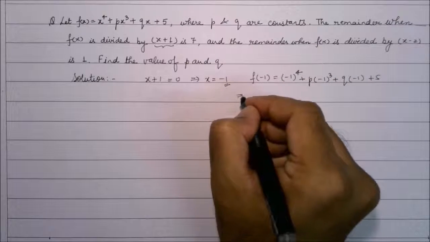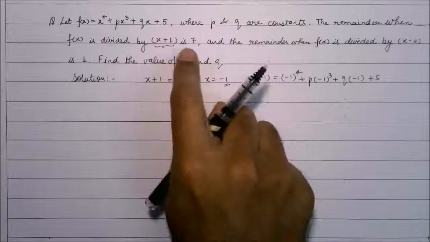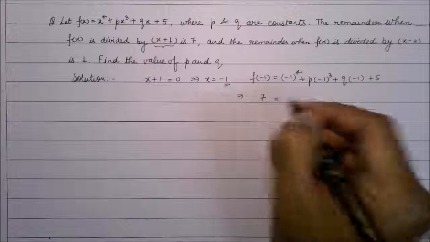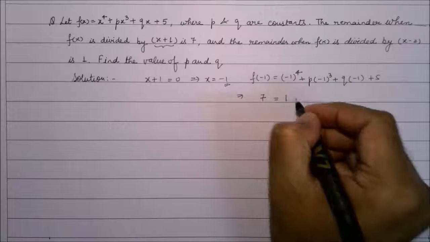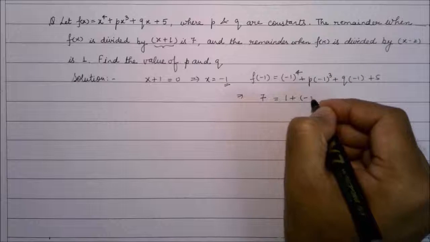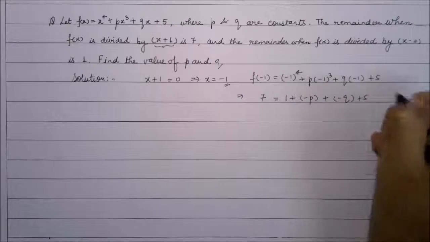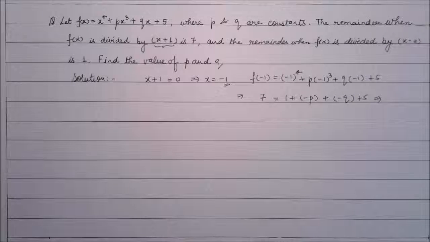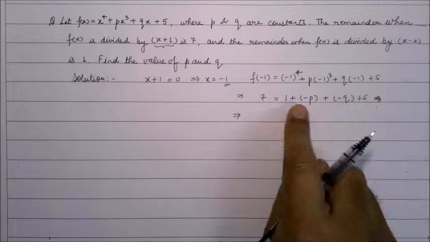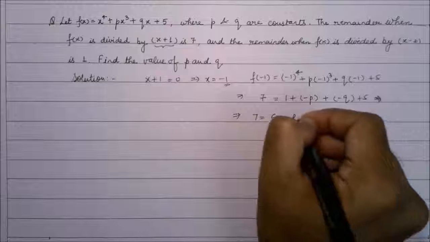Now, the value of f at minus 1 is 7. This is what the remainder theorem is. 7 equals, now minus 1 to the power 4 will give us 1, minus 1 to the power 3 will give minus 1, so this will become negative of p, then negative of q plus 5, which can be further simplified. So that will be 5 plus 1, 6. So 7 equals 6 minus p minus q.